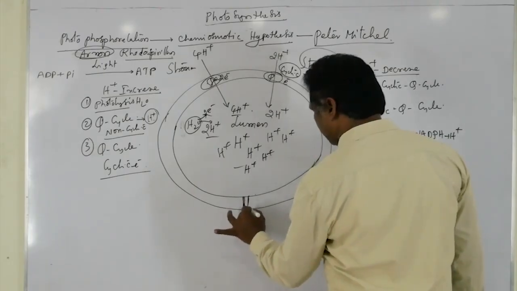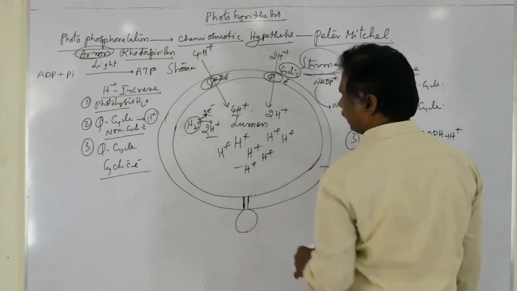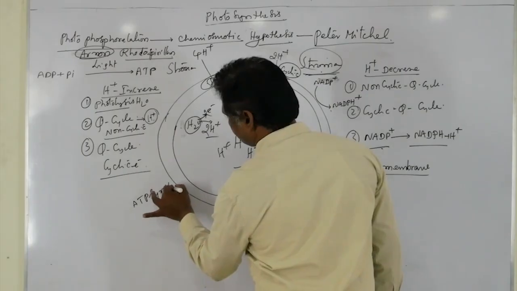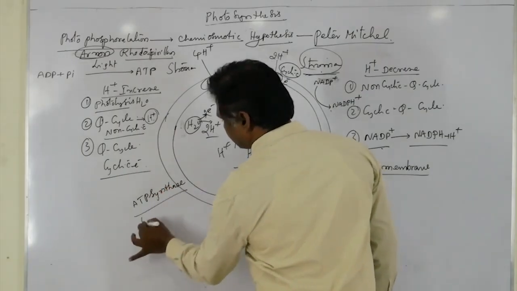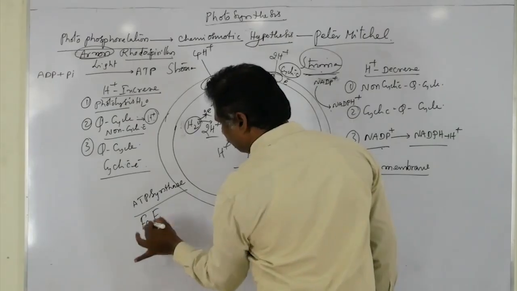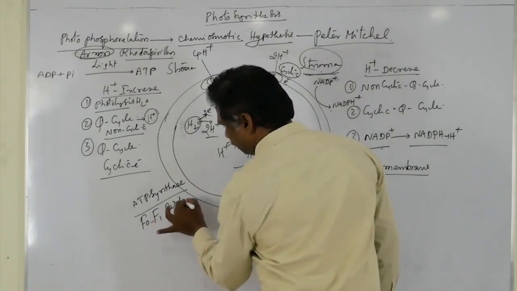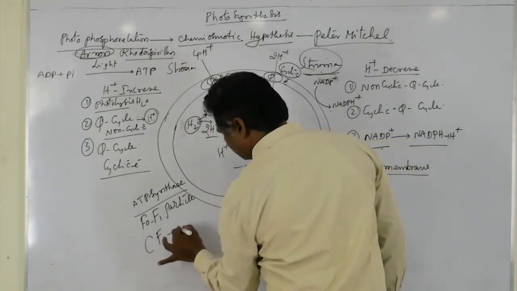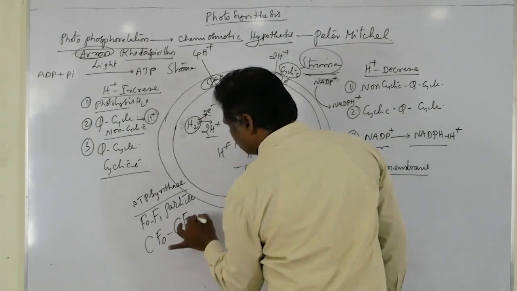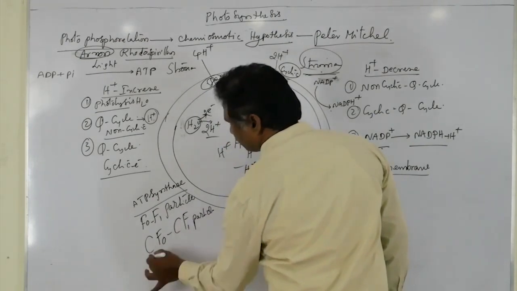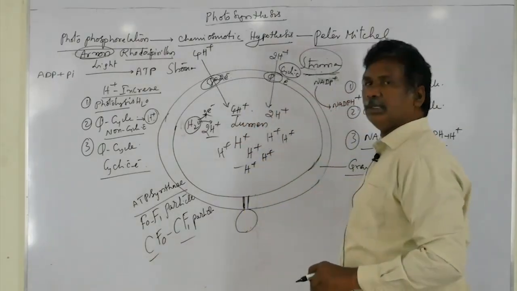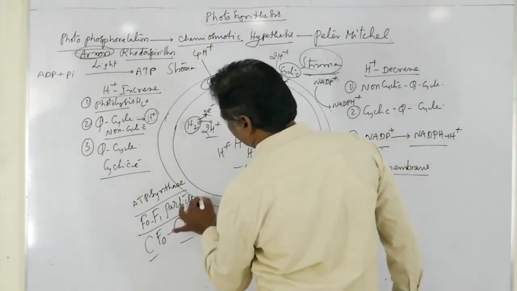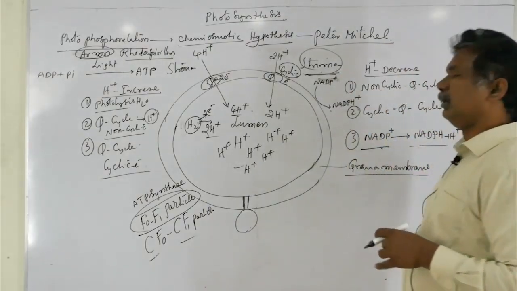That enzymatic complex is called ATP synthase. ATP synthase is also called the F0 F1 particle. It is also called the CF0 CF1 particle, where CF means coupling factor. So it is also called coupling factor. Nowadays we mostly use this word, F0 F1 particle.